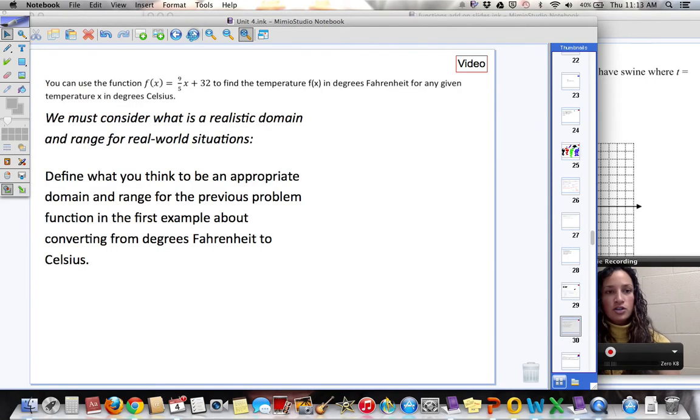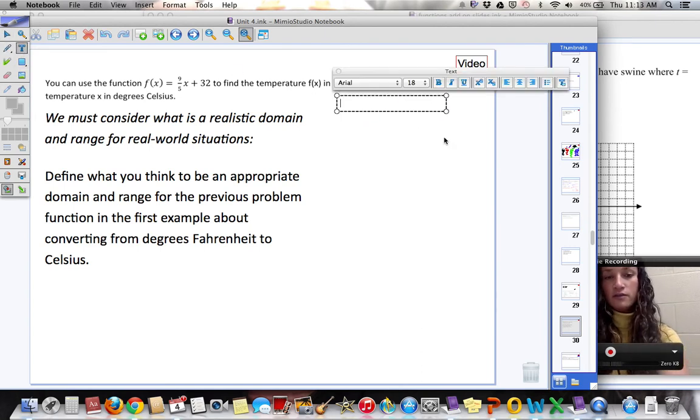Next page. From the last learning target, Learning Target 3, we had this problem. We had to think of a realistic domain and range for real-world solutions, and we're going to use the problem that we did before. So for this one, instead of it being -infinity to infinity, I don't want it to be like that. Let's assume that we're going to start with freezing. Our lowest value can be freezing, and we're just going to go up to like 100 degrees Celsius.